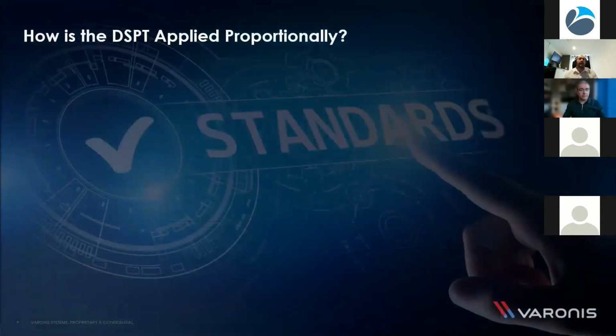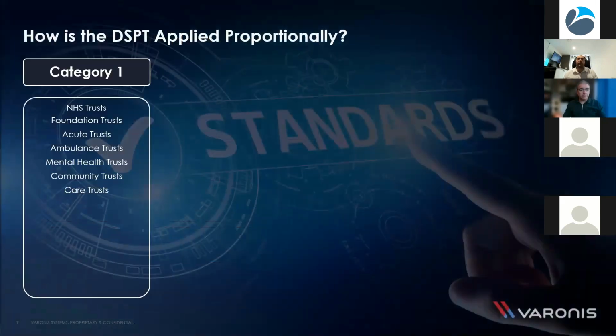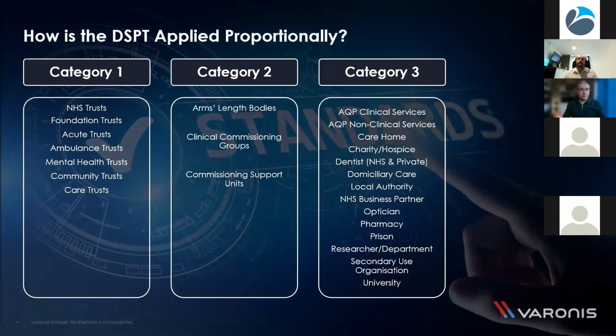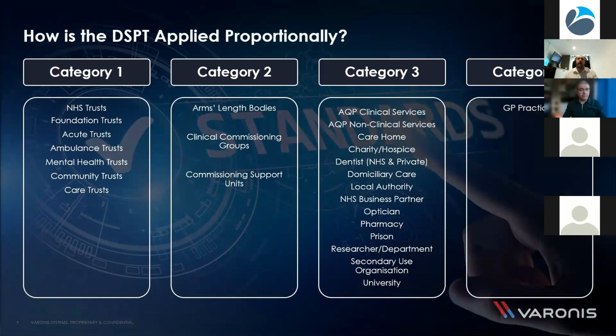and how that's split. At the moment, it's split into 4 separate categories. The first category is NHS trusts and foundation trusts. They're sort of the larger, more complex organisations. Moving through to category 2, arm's length bodies. Category 3 is the busiest area. There's a lot that falls into category 3. Finally, GP surgeries and practices falling into category 4.